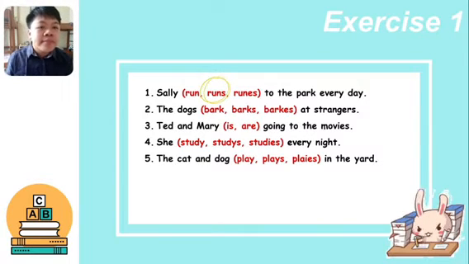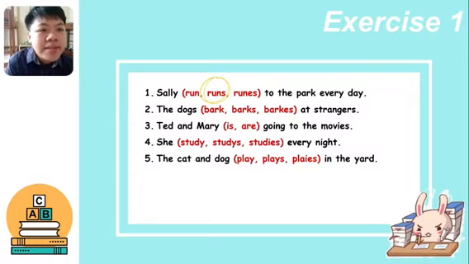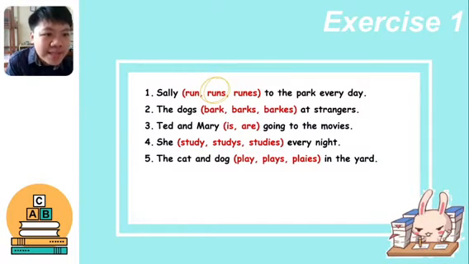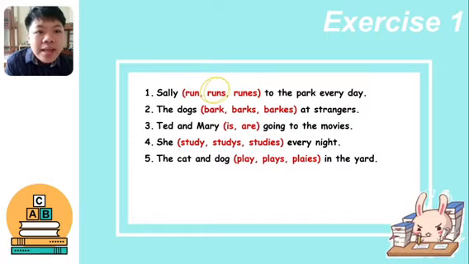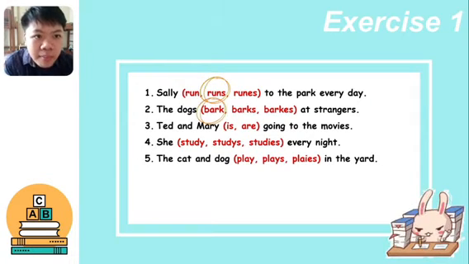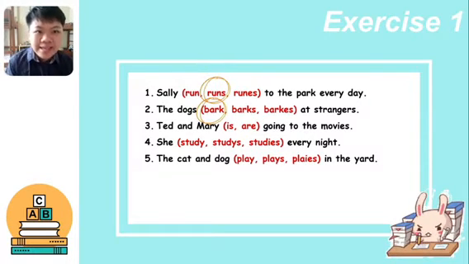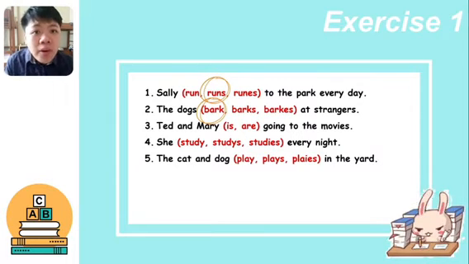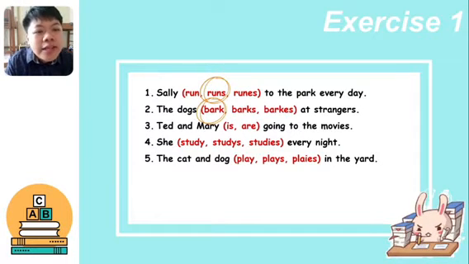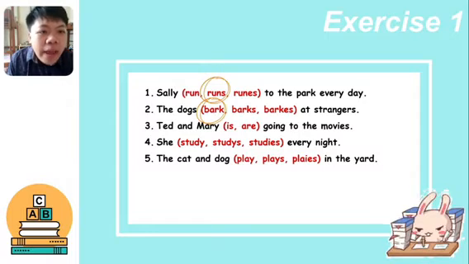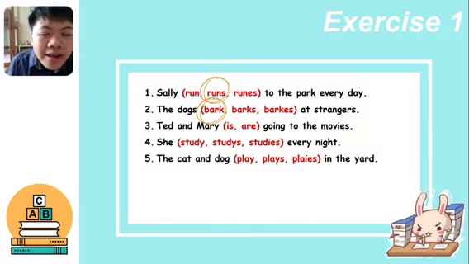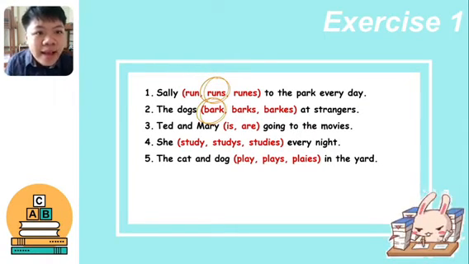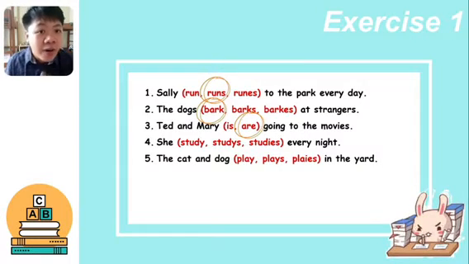That's correct. The second one is the dogs bark or barks at strangers. The answer is bark. Why? Because the dogs are plural. That's correct. The next one is Tad and Mary is or are? The answer is are. That's correct because they are also plural.